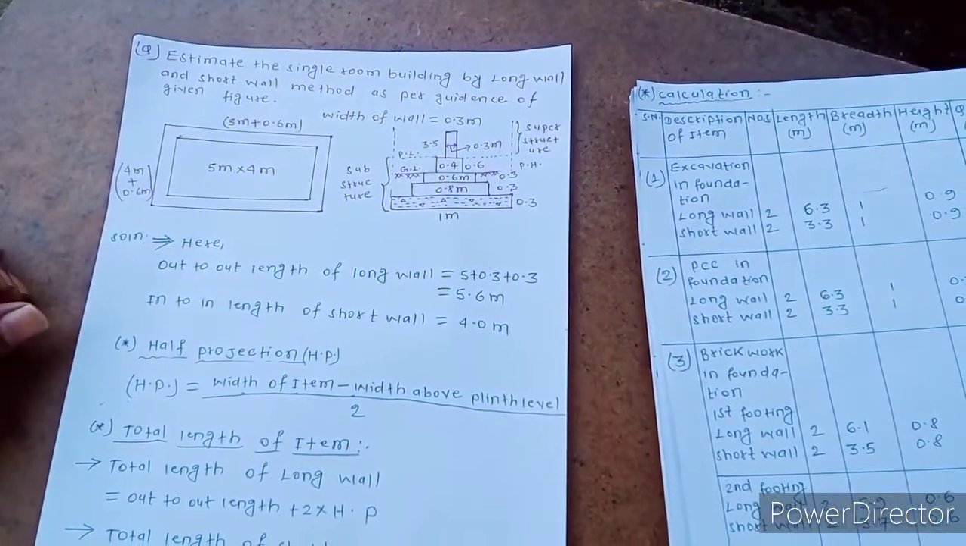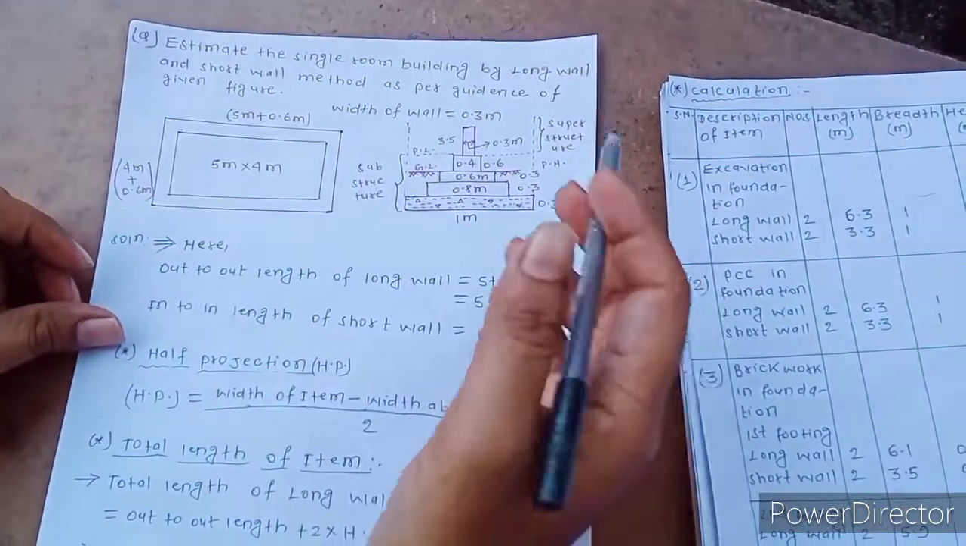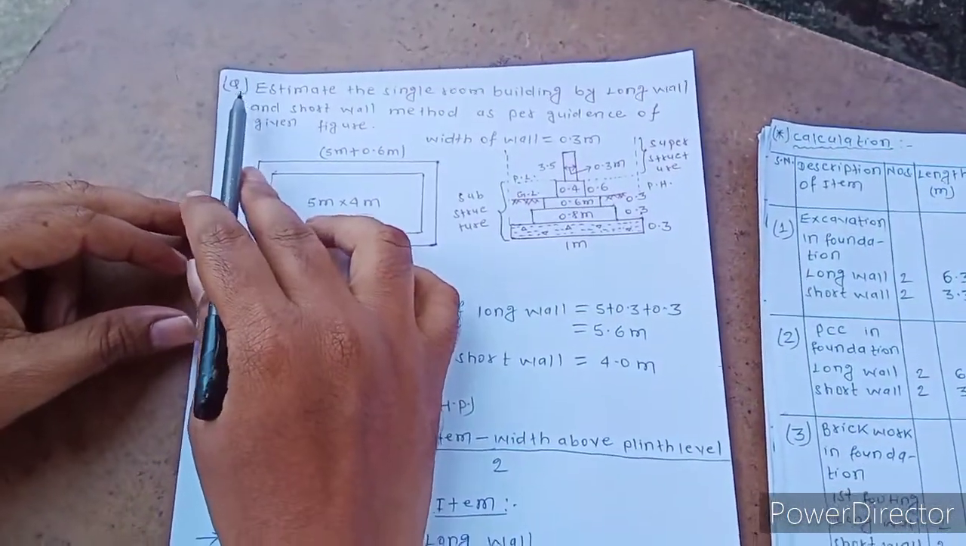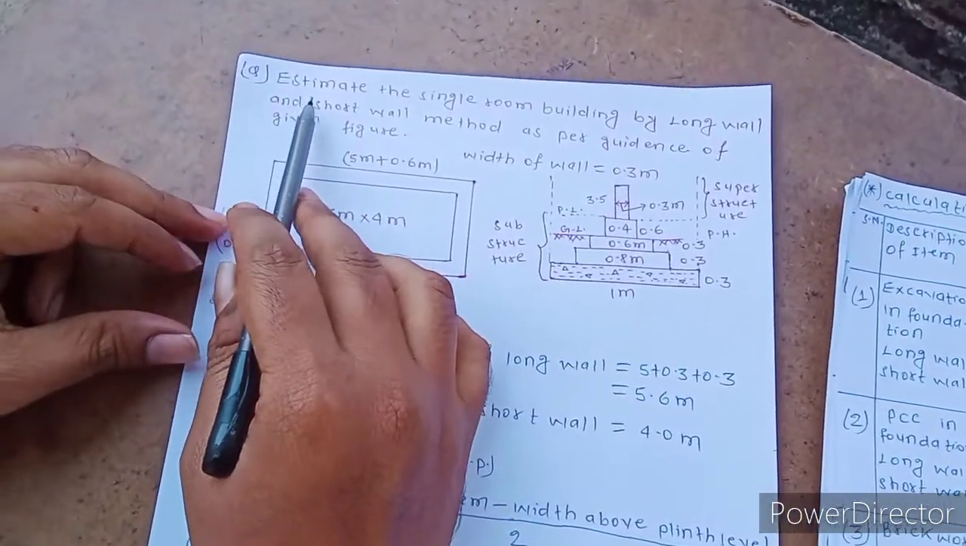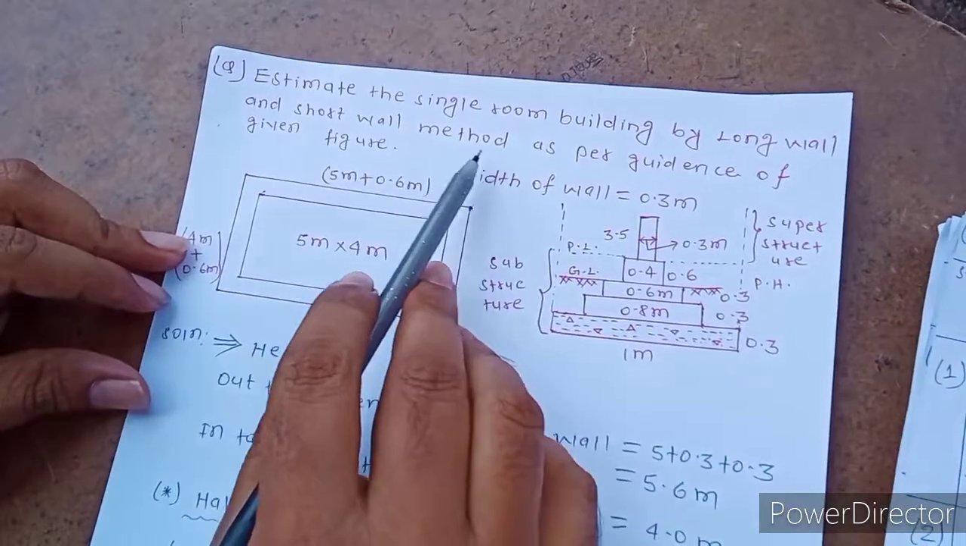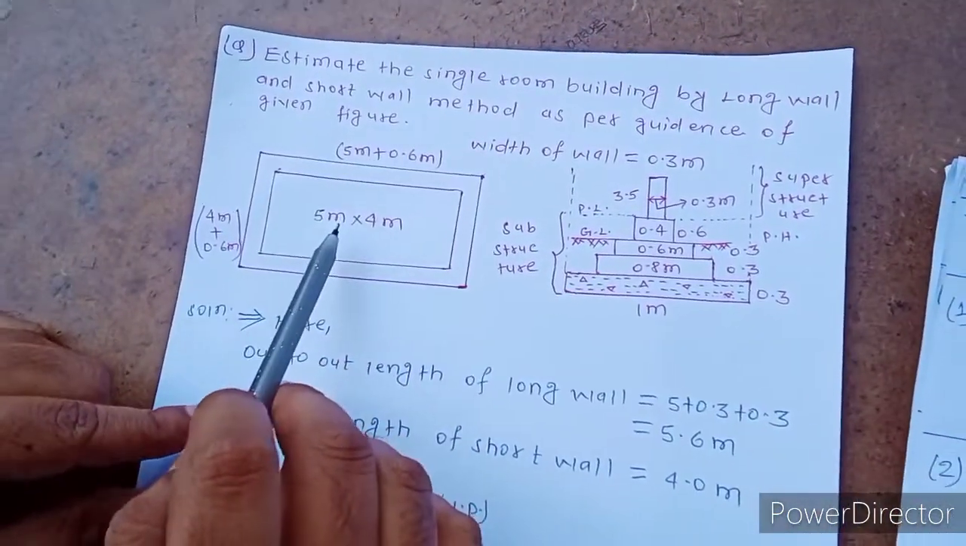Today my topic is estimation of a single room building by the long wall and short wall method. The question is: estimate the single room building by the long wall and short wall method as per the guidance of the given figure. Here the figure is given.